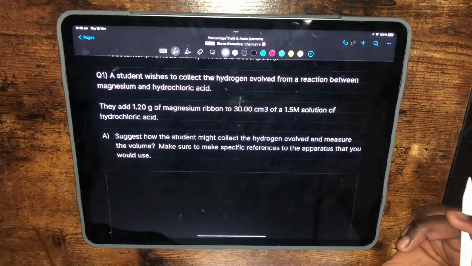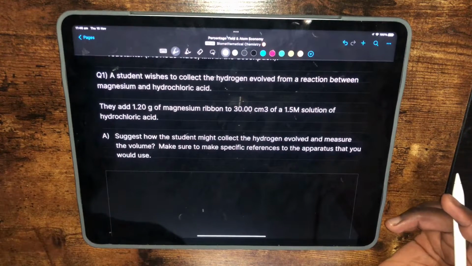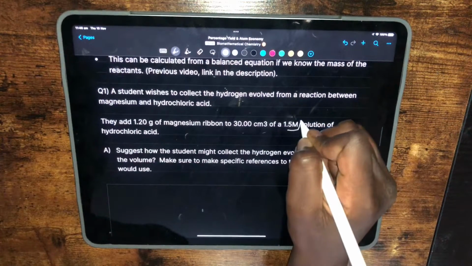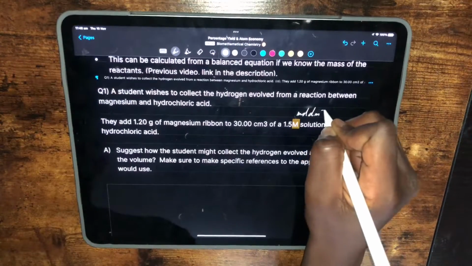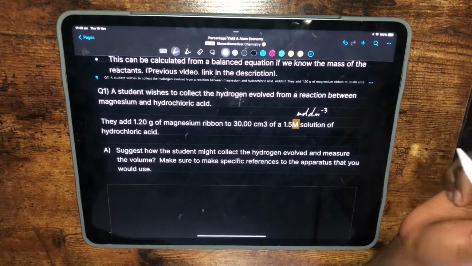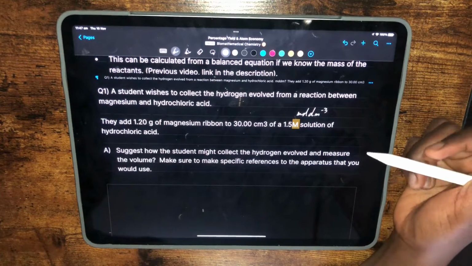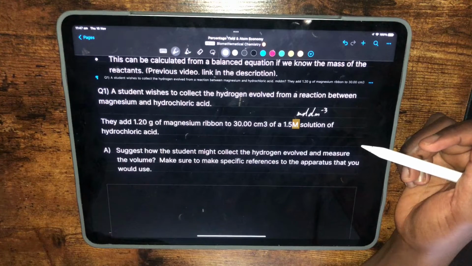A student wishes to collect the hydrogen evolved from a reaction between magnesium and hydrochloric acid. They add 1.2 grams of magnesium ribbon to 30 centimeters cubed of a 1.5 molar solution of hydrochloric acid. When you see this, it just means moles per dm cubed. That's how they treat it. Sometimes it can be a bit confusing, but that's the concentration of hydrochloric acid. Suggest how the student might collect the hydrogen evolved and measure the volume.